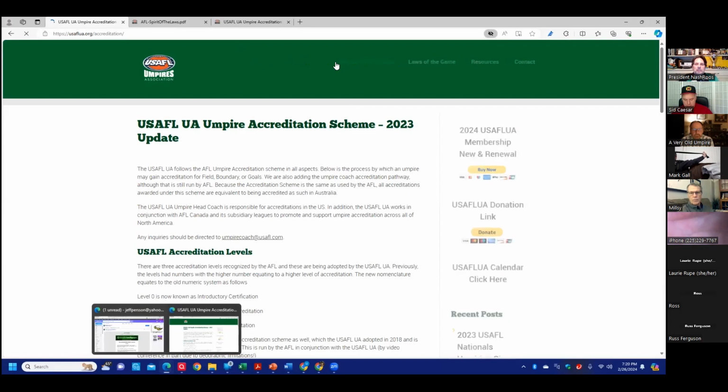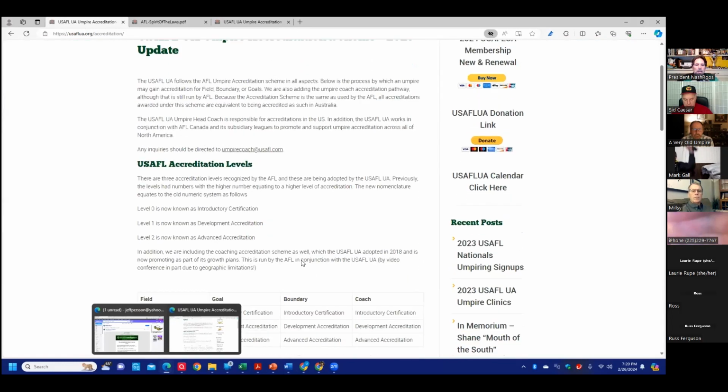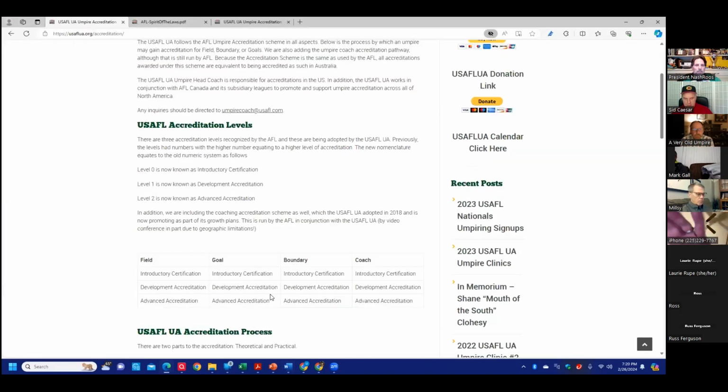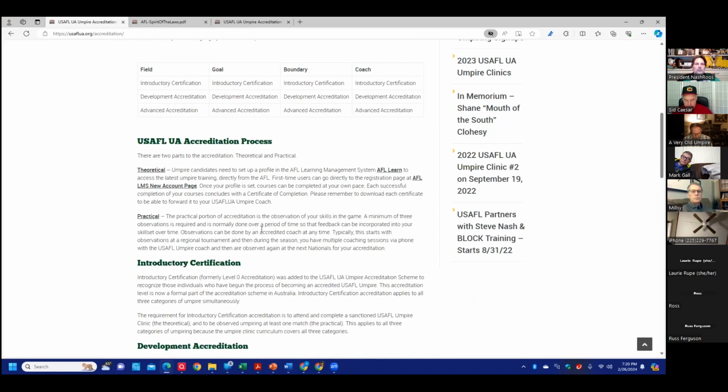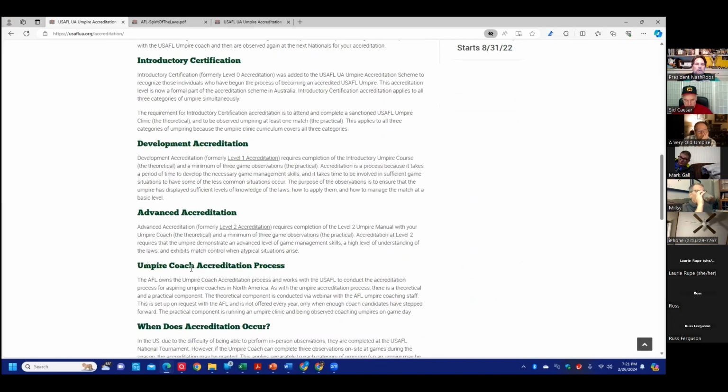And I'll just mention this briefly for 2 seconds. There are accreditation levels at the umpiring that we do. There we go. So there are 3 levels. The old levels at 0, 1, and 2 are now known as introductory certification, development accreditation, and the top level is advanced accreditation. So how do you go through that? There's a description here of what that process is. There's theoretical and practical.